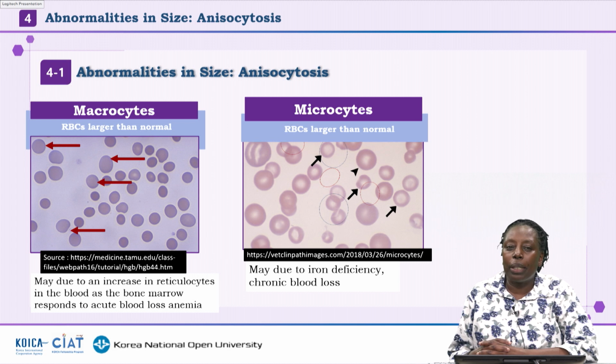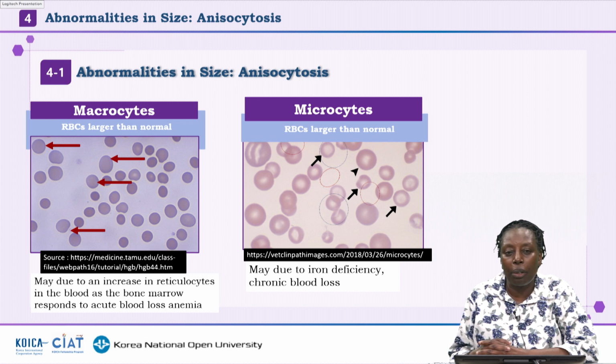Now here we're looking at red blood cells that have got different sizes. The micrograph on the left shows large red blood cells. We're going to call them macrocytes. The larger ones have got red arrows pointing at them, and the normal sized ones don't have any arrows. So these macrocytes may be as a result of anemia, hemorrhagic anemia. Now when you look at the micrograph on the right, the longer arrows show smaller sized cells compared to the rest. Those will be now called microcytes, and you can see them in iron deficiency anemia.